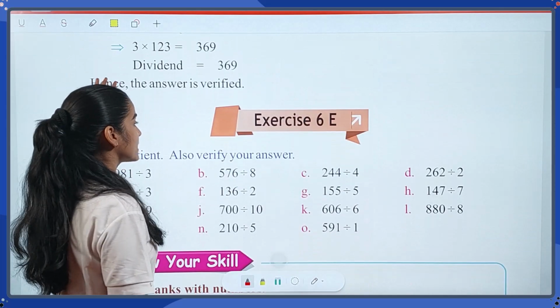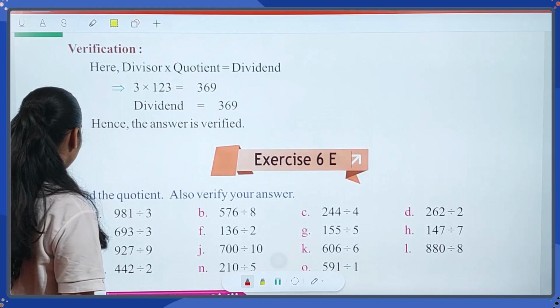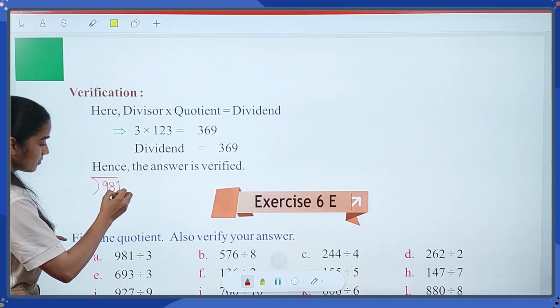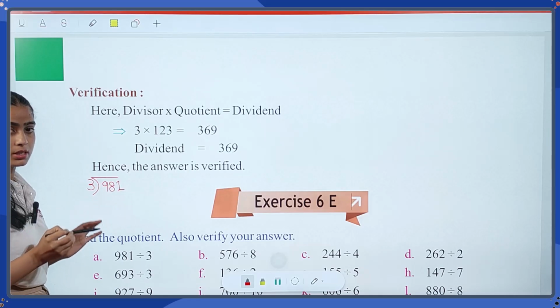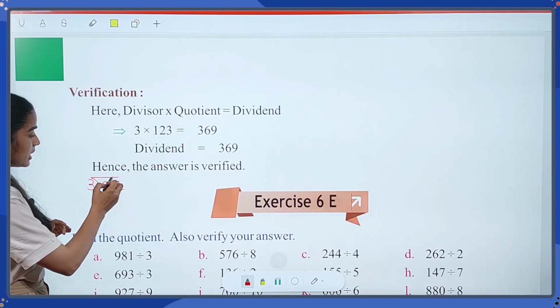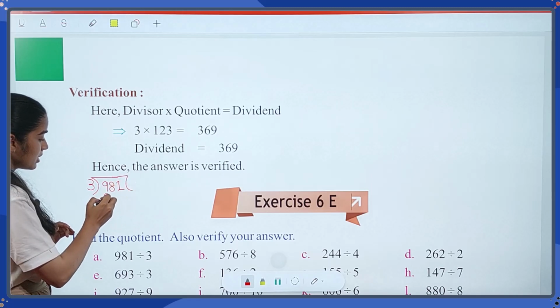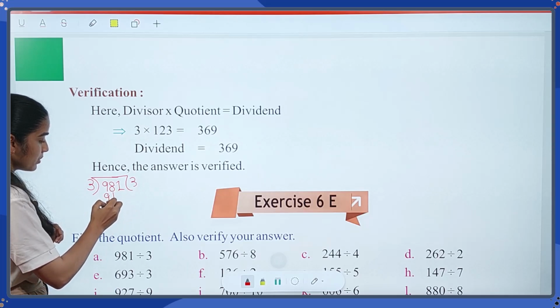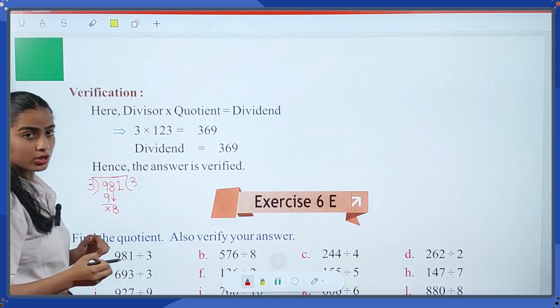Now we have our exercise 6E. We have a question: 981 divided by 3. I hope students you learned the table of 3. You have to take first here 9. 3 3s are 9. So we write here 3. Cross. Next number 8. 8 is not coming in 3's table.